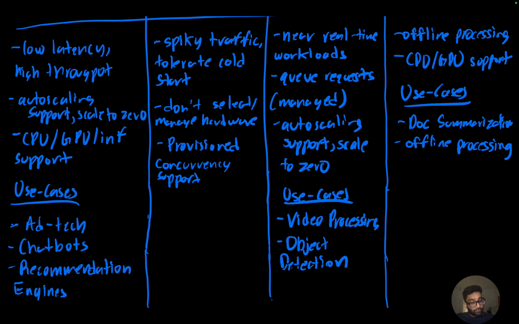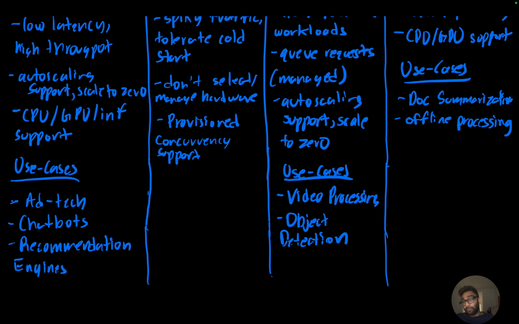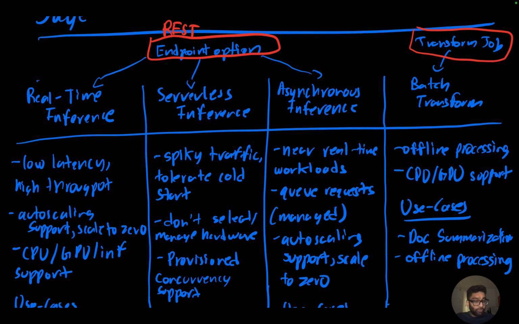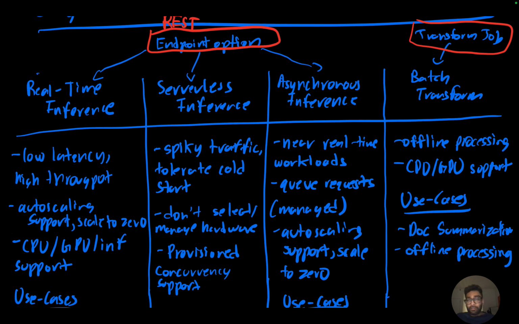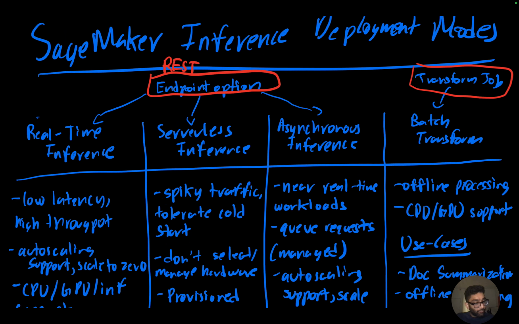This is your option to use whenever you have something that needs a response as fast as possible. So use cases specifically for that include most of the online ones we've alluded to: ad tech, chatbots, recommendation engines. These are all real-time endpoint-driven use cases. A second one that also fits under online inference is serverless inference. And just for quick clarity, when I say endpoint-driven options, it's all three of these. Real-time, serverless, and asynchronous are all REST endpoints that you can essentially invoke by yourself.